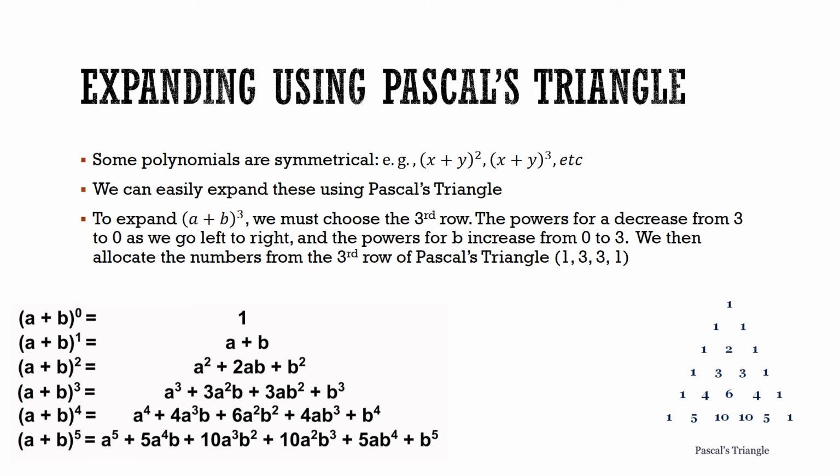And so it's really easy to use this. For example, if we had a plus b to the power of 5, this would be what we would get down here. It's a really, really simple method, but it only works if the polynomials are symmetrical.